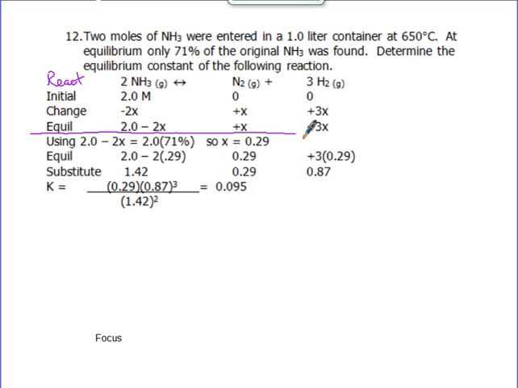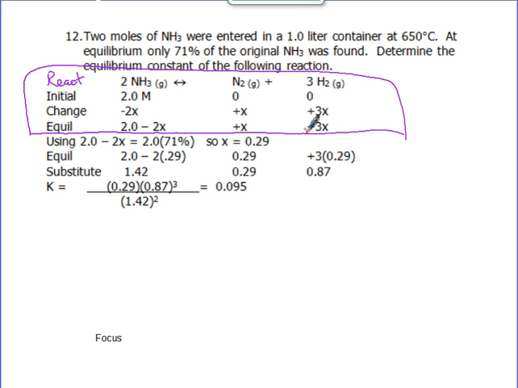So, well, let's just do the RICE part first. Let's just use the initial data. There we go. 2 moles of ammonia in a 1 liter flask. It doesn't say there's any nitrogen and hydrogen, so you say those are 0 initially. So we have to be losing ammonia, gaining nitrogen, gaining hydrogen. Beautiful thing. And then it says, at equilibrium, 71% of the original NH3 was found.